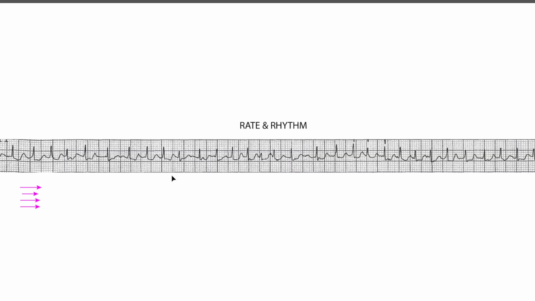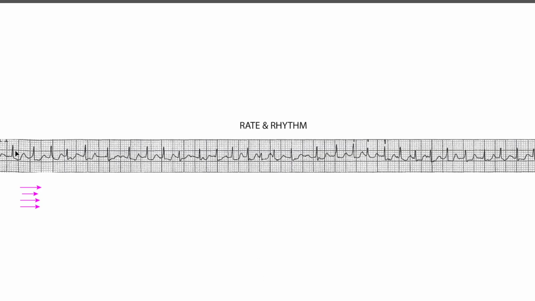So, as far as the rate goes, I can't get anything off the baseline. The baseline is complete garbage, right? But R to R, since this is all irregular, you're going to have to average it out. Now, this strip is 10 seconds long. It's a typical 12 lead, so it's 10 seconds long. So if I had 6 of these strips, that would add up to a minute, and then it would be easy for me to grab my beats per minute rate, right?